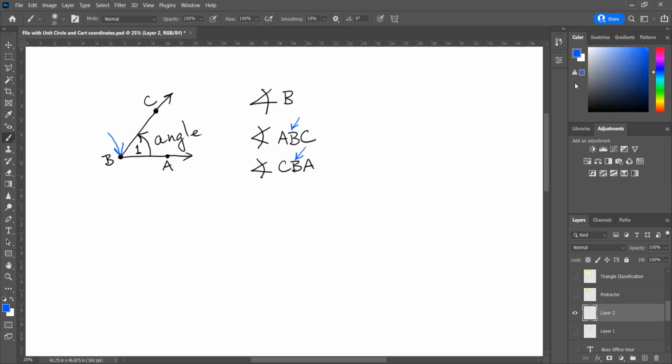And we should probably name that point where they meet. I know we called it B here, but there is an actual math name for it. That would be the vertex. The vertex is where two line segments or two rays meet at that point. And since I put a little 1 in the middle, we could even call this angle 1. Several ways to name an angle.